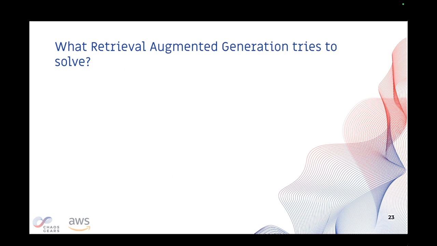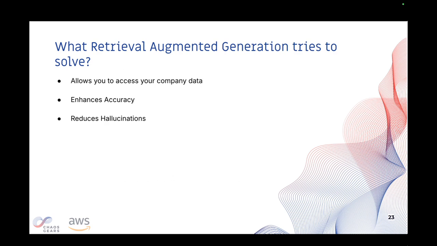Okay, so what does retrieval augmented generation try to solve? First, it allows you to access your company data, or your private data if you build it for your own use case. It also enhances accuracy because you retrieve relevant and maybe real-time information to ground your responses in facts. It also reduces hallucinations. Because we use external sources, we can verify, or the LLM can verify, the content that it generates.